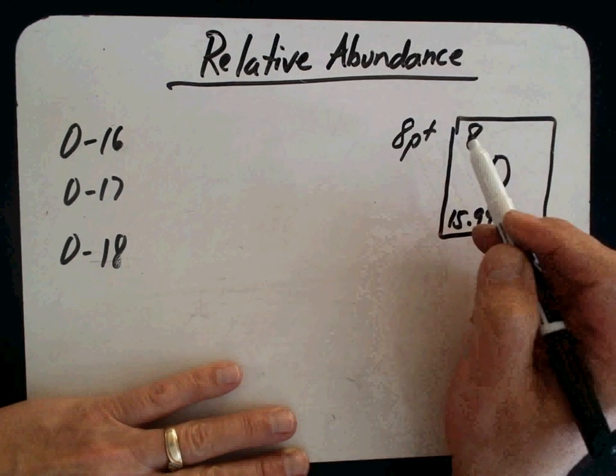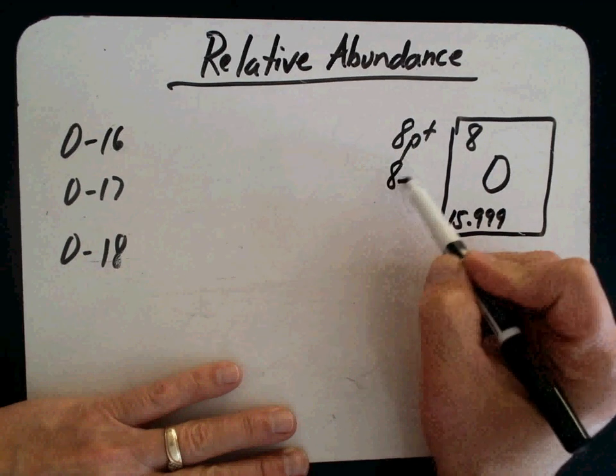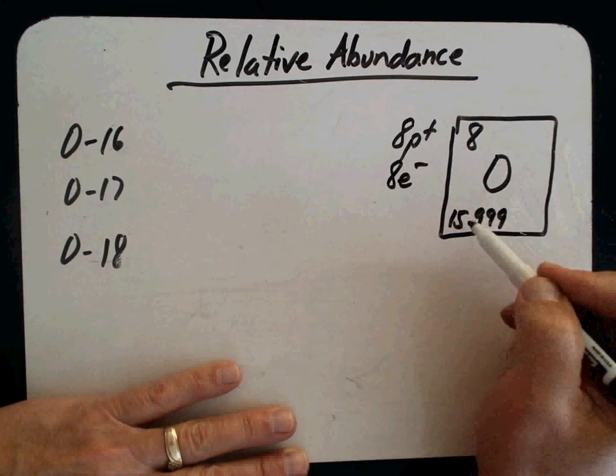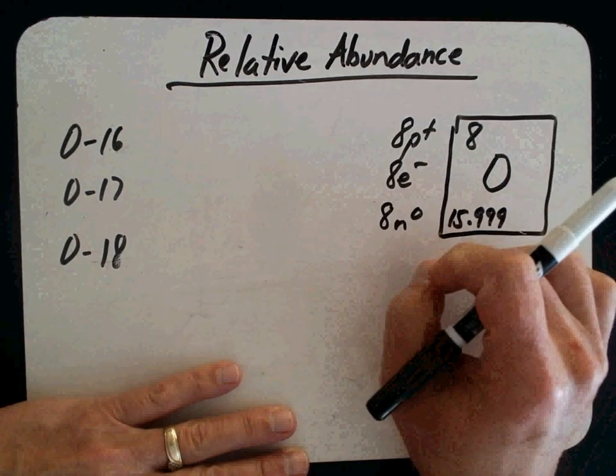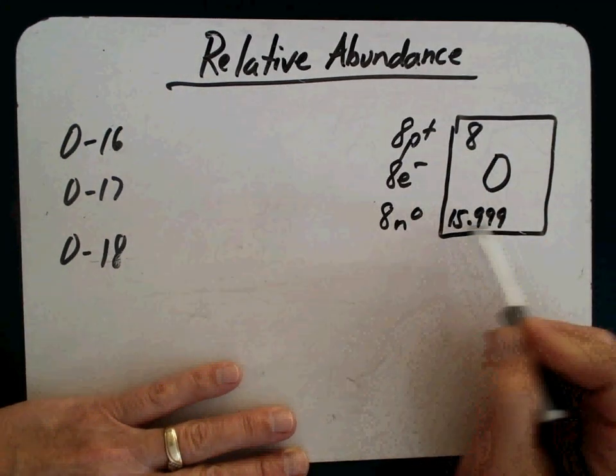If it has 8 protons, it has 8 electrons. And then you round that to 16. 16 minus 8 was 8 neutrons. That was really easy to do. But what we're going to learn today is why is this a decimal? Okay, it's called relative abundance.